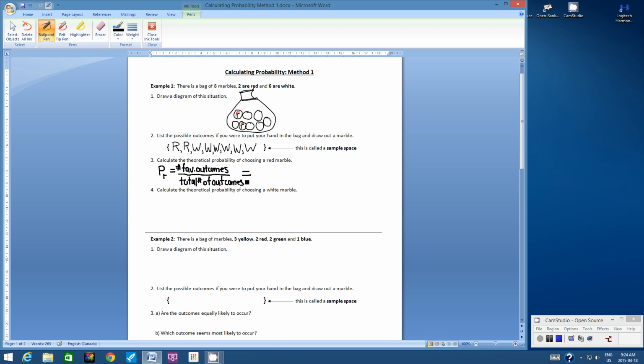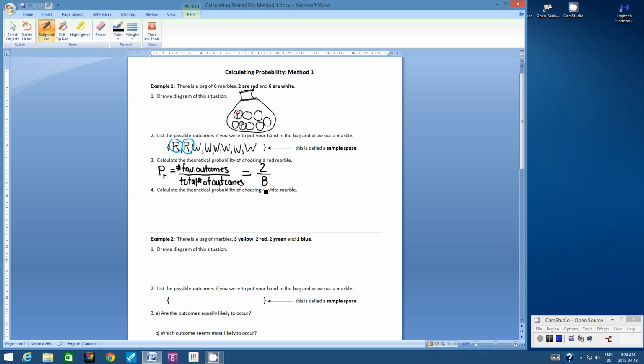Okay, so what does that mean? Well, the question is asking us the probability of choosing a red. So we have to look in our sample space of all the times that red can occur. So we have 1 and we have 2. So it can happen 2 times. That's the total number of favorable outcomes. There are 2 times that red can occur. And over the total number of outcomes, so let's look at our sample space again. 1, 2, 3, 4, 5, 6, 7, 8. There are 8 possible outcomes, so we have 2 over 8.